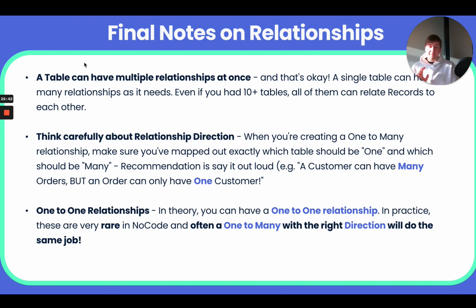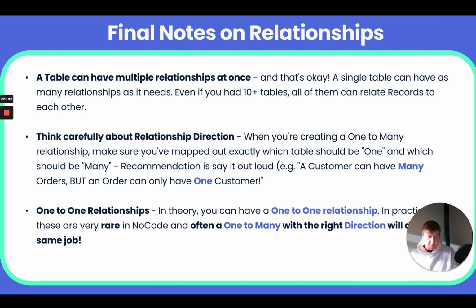So a few final notes. I'm just going to move myself down here, get me out of the way so you can read. That's not going very well. But essentially, first of all, a table can have multiple relationships at once, and that's completely okay. You can have 10 tables, all of them can relate to every other single table. It can get into a real mess, and that's fine. That's okay if that's what your app needs.